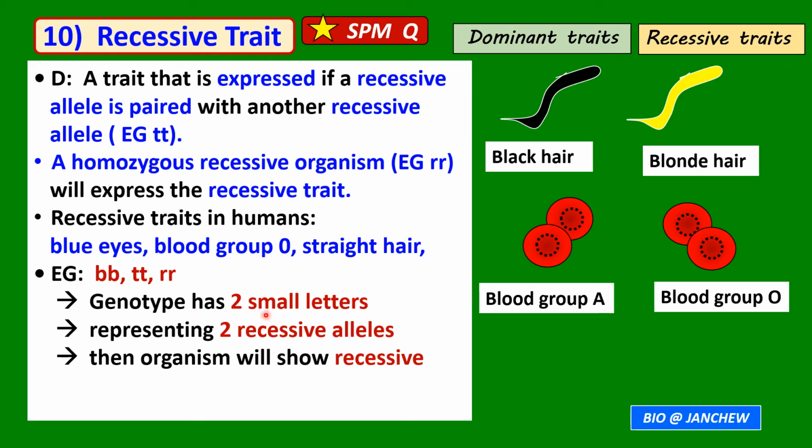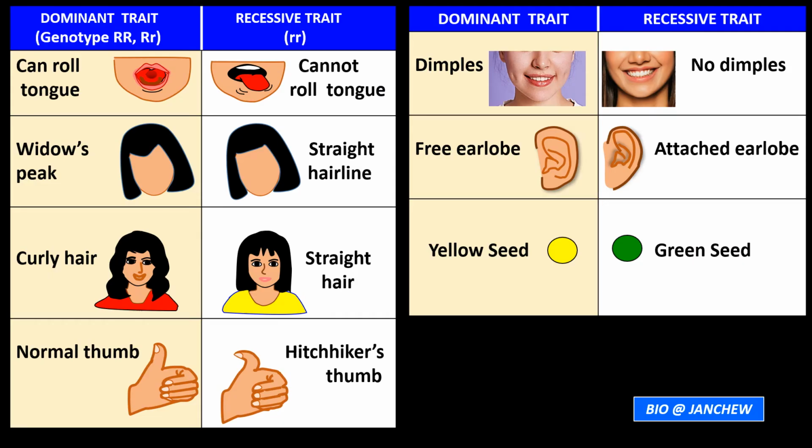So when the genotype has two small letters, small b small b, small t small t, and the letters represent the recessive alleles, right, when it's lowercase or small letters, then we know that the organism will show the recessive trait that is connected to these alleles, okay? Here are some interesting dominant traits and recessive traits that we can check out for ourselves, okay? So you can test yourself to see whether you have the dominant traits or the recessive traits, and then compare with your siblings and also with your parents, okay, to see who you are more similar to.